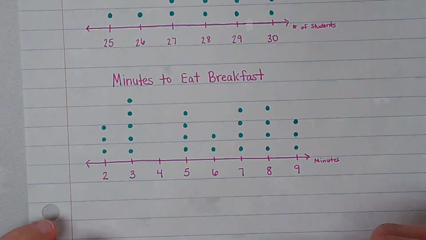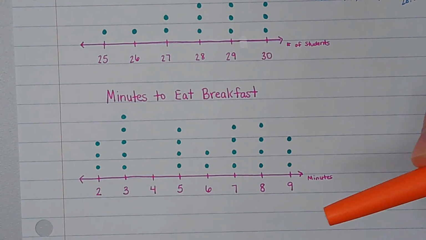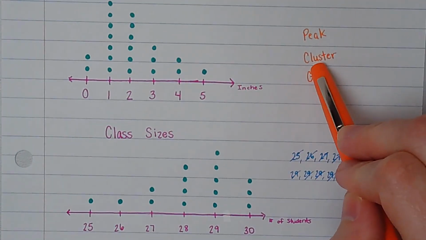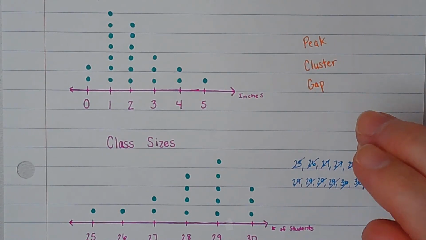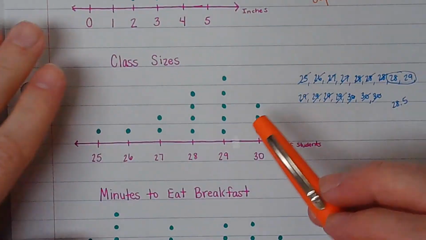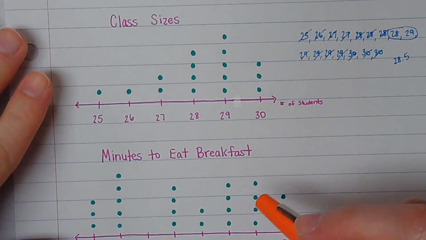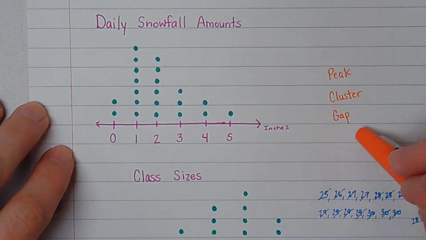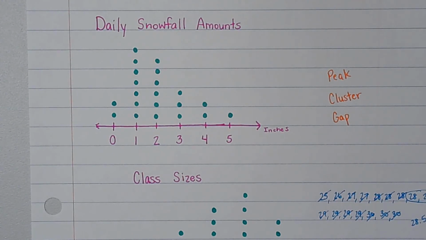Okay? Like obviously, not every graph is going to have a gap. Not every graph is going to have a cluster. And like I said, some graphs might not have a peak because there might be multiple numbers with the same amount of dots. Okay? So those are just some quick little new vocabulary words that seem to make sense to me. They're pretty common sense.